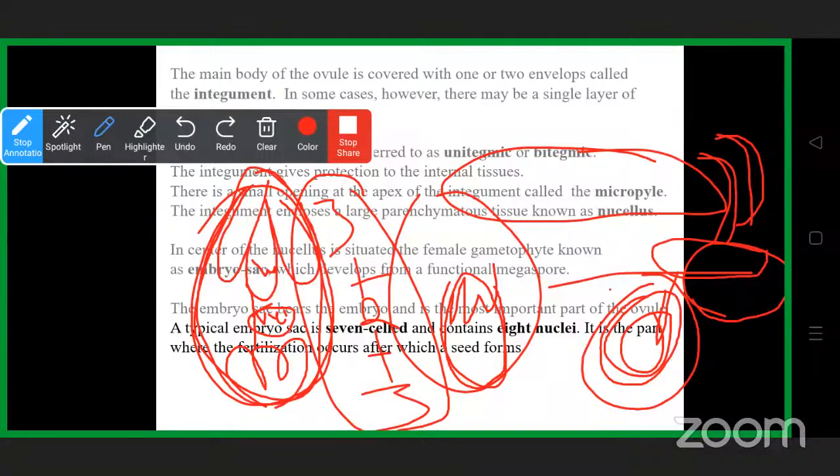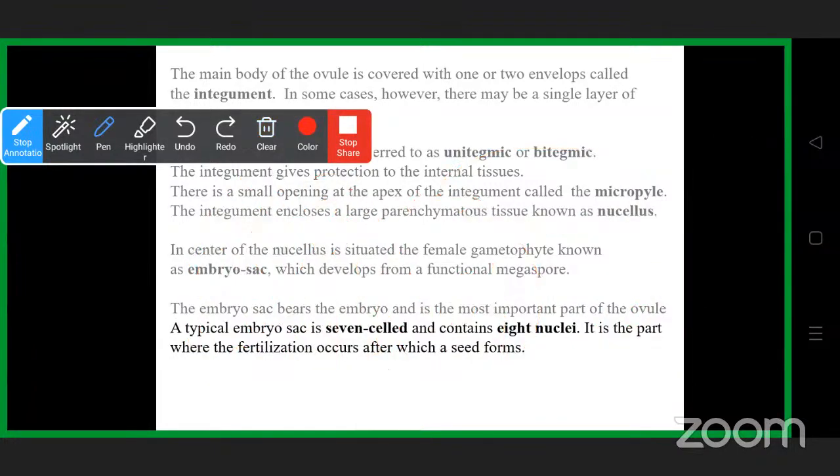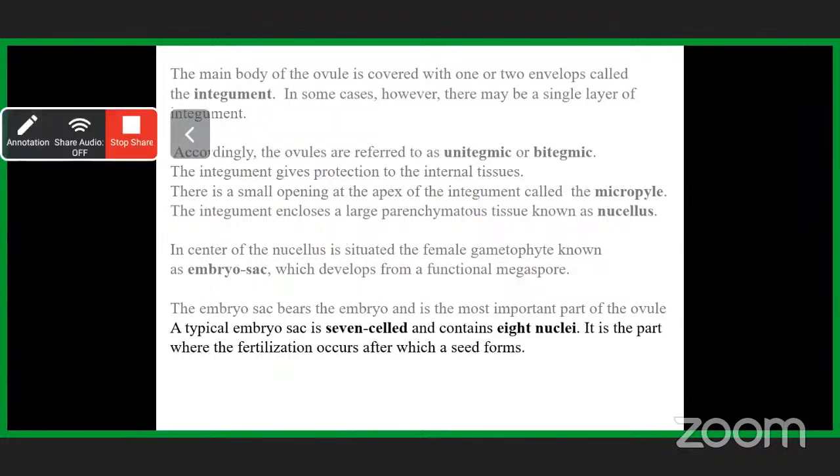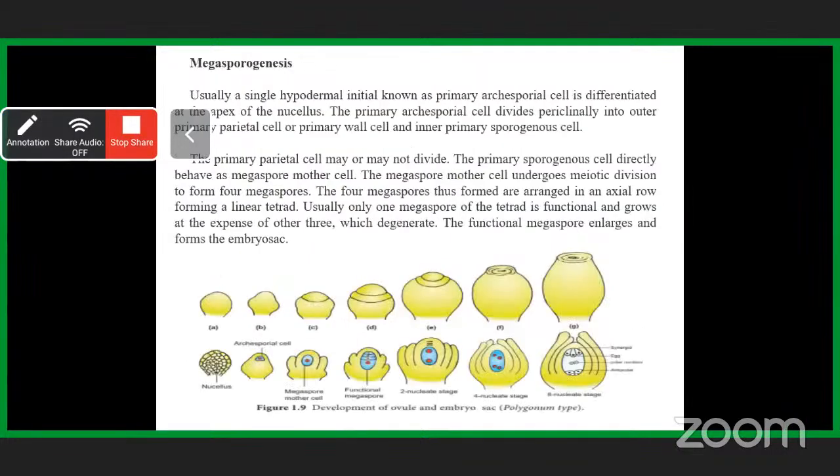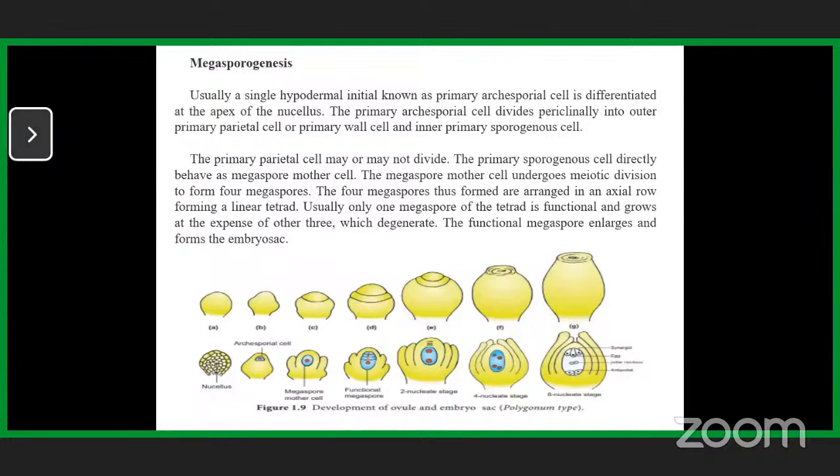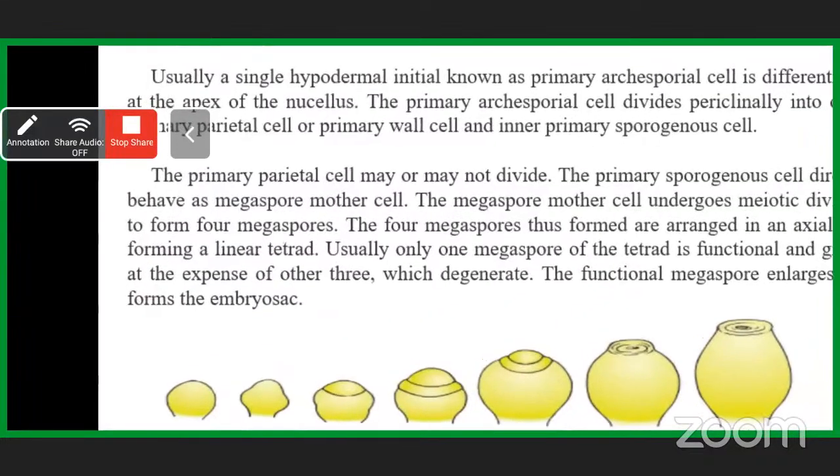7 cells, 8 nuclei: 3 plus 3, and the middle one cell, but in the middle one, 2 nuclei are there. The common type of embryo sac is the polygonum type. Okay, and then we can see the megasporogenesis, how the megaspore is generated.